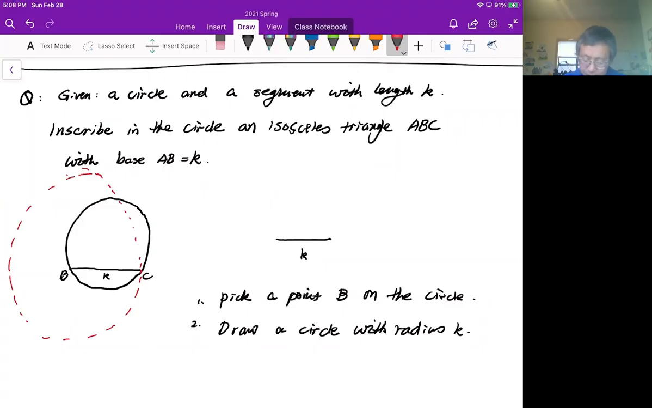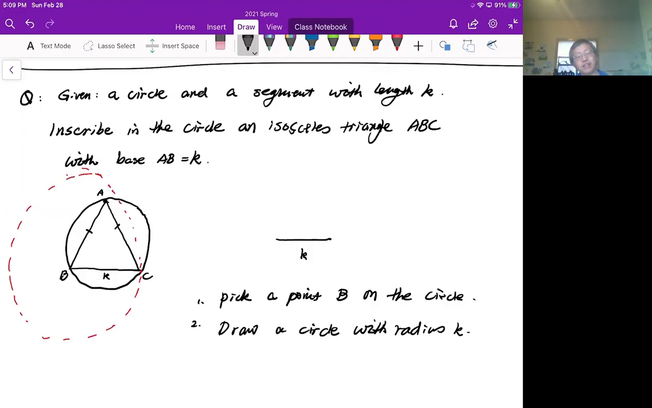Where is the A here? A must be such that, if I have A here, then A, B, C must be an isosceles triangle. So where's my A? Suppose A is here, and I want an isosceles triangle. So all I want is that this one and that one are the same.